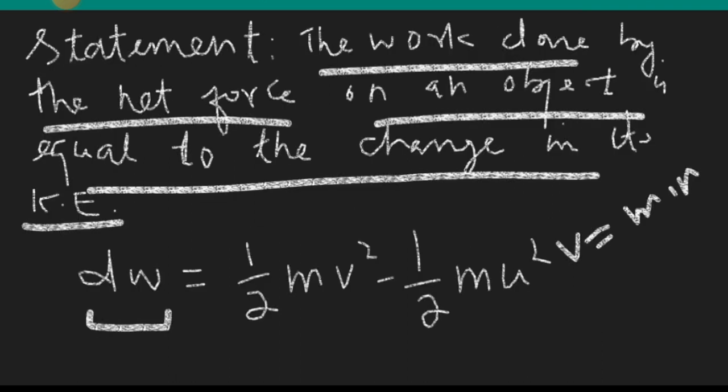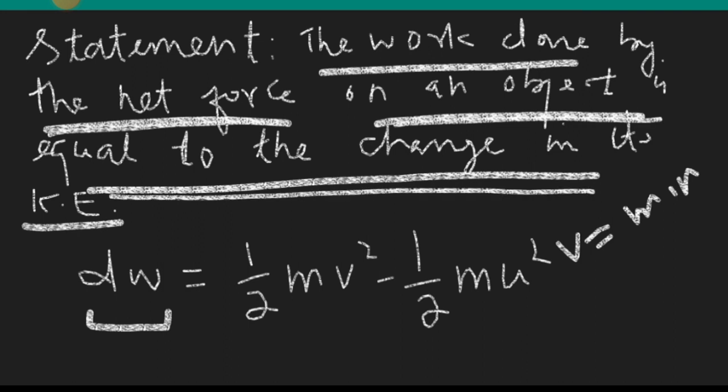Today in this video we are going to talk about the work energy theorem. Let's look at the definition or statement of the work energy theorem. The statement states that the work done by the net force on an object is equal to the change in its kinetic energy. Here we are going to encounter a new term, the kinetic energy. What is the kinetic energy of an object?